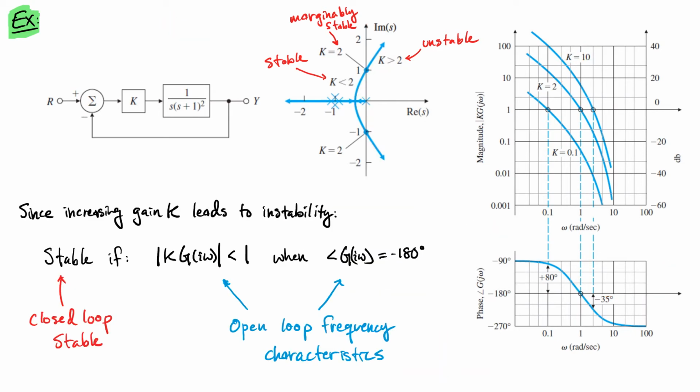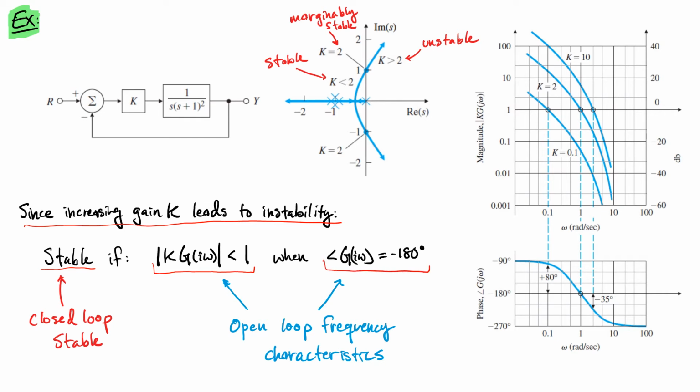So that leads us to consider a rule that says when increasing the gain leads to instability, the closed loop system is stable if the gain is less than 1 when the phase is at -180.